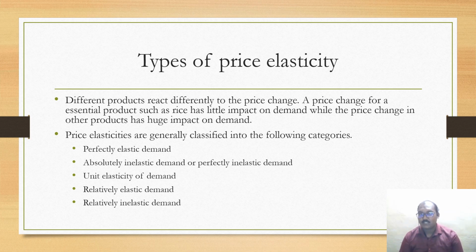When we talk about price elasticity, we have five types of elasticity. First is perfectly elastic, then absolutely or perfectly inelastic, unit elastic, relatively elastic, and relatively inelastic. Not all goods have the same properties. Let us consider food. We have the staple food, rice in South India, and in North India we have wheat, and most of the world has staple foods.